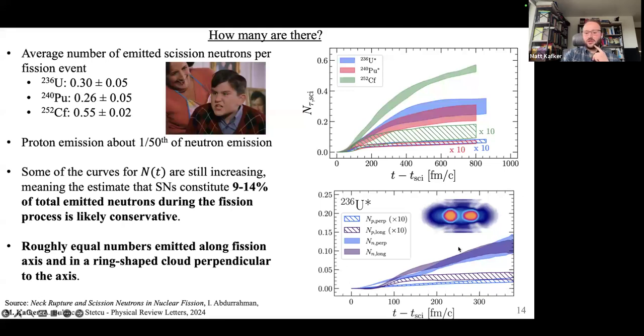I have this figure on the bottom here just to indicate we have this distinctive cloud shape, and I mentioned that there's roughly an equal number of particles in longitudinal emission and in the annular emission around the nucleus. So if we separate perpendicular and longitudinal, these blue and purple curves, you'll see they fall right on top of each other for the case of uranium, and it's basically the same for the other nuclei as well. So that's the claim that there's roughly equal numbers of neutrons emitted along the fission axis and in a ring transverse to the fission axis.